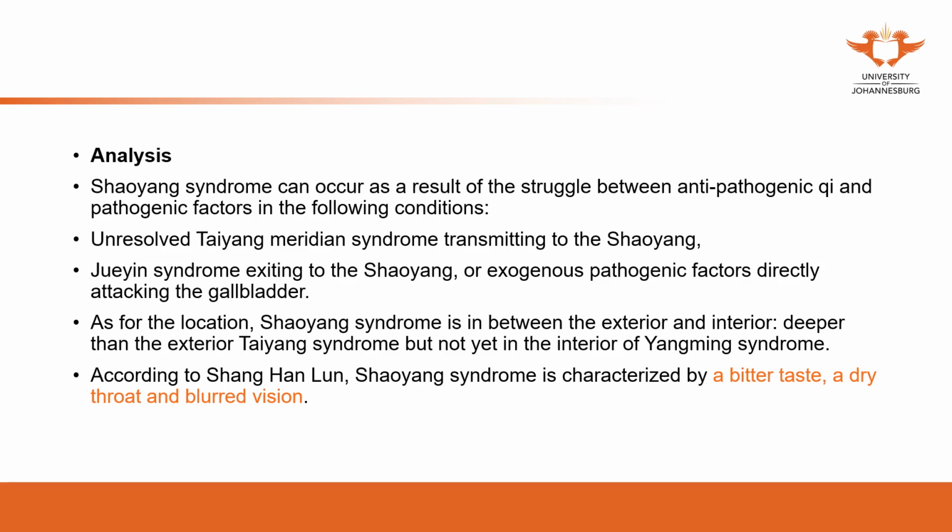The causes of Shaoyang syndrome: it can be the pathogen developing from Taiyang to Yangming, or from Taiyang to Shaoyang directly. It also can be the pathogen from Yangming developing into Shaoyang, or in a more favorable direction, from Jueyin to Shaoyang. As you can see, that's a Yin syndrome going to a Yang syndrome. Then you can see that the disease is becoming better.